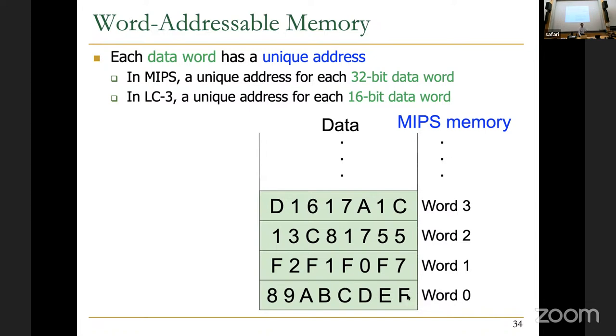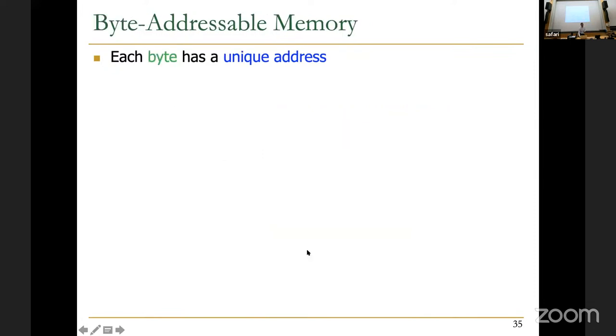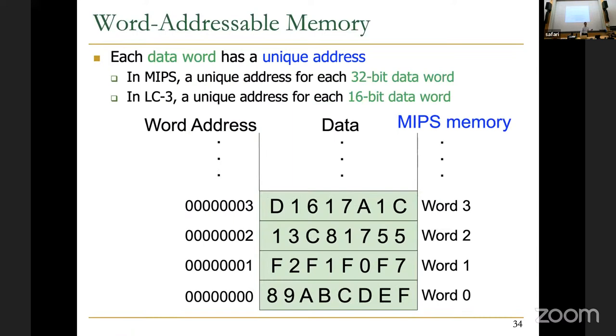Because we're using the hexadecimal notation, there are 4 bytes over here. This is word 0, this is word 1, this is word 2, this is word 3, right? And this is what's stored in memory. It just happens to be that way. And we're going to give an address to it, basically. This is the word address, right? 0, 1, 2, 3, okay?